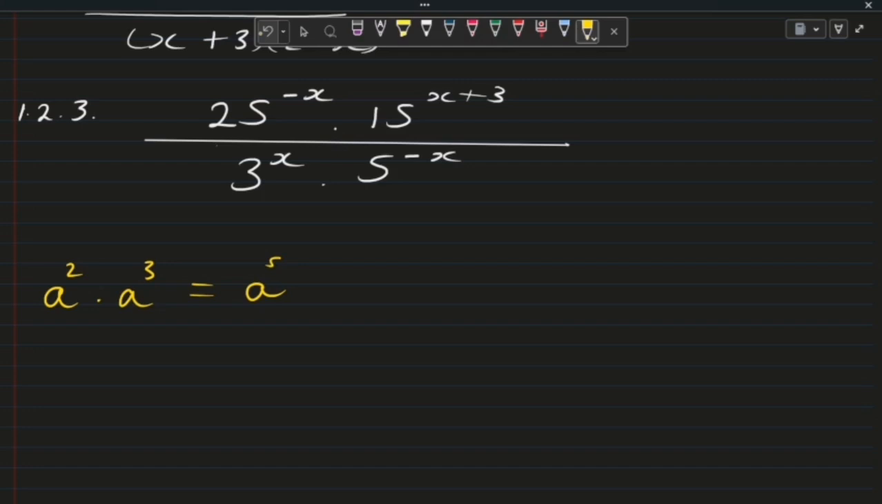So what does this tell me? It tells me that if I am multiplying two exponents with the same base, I simply write the base once, and then I add the powers. That is my solution. And then what if I have a situation like this?